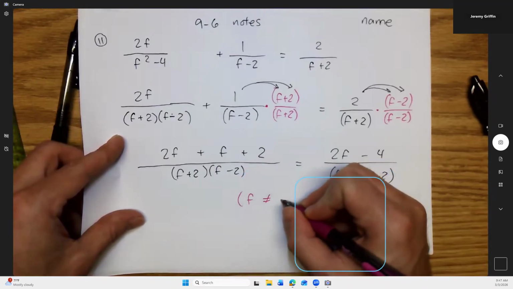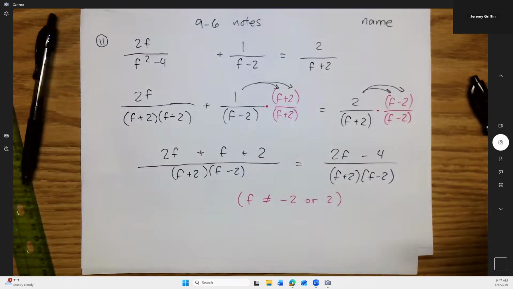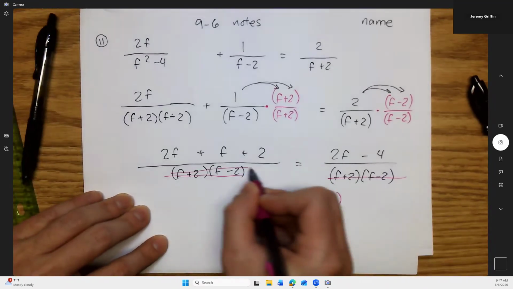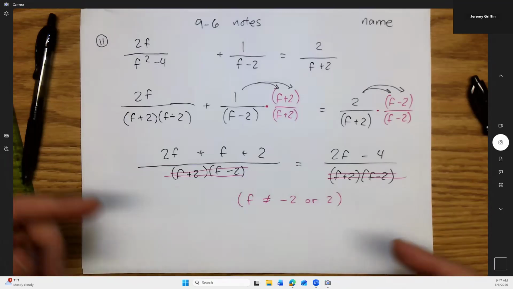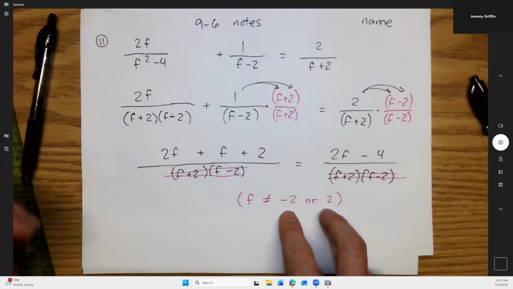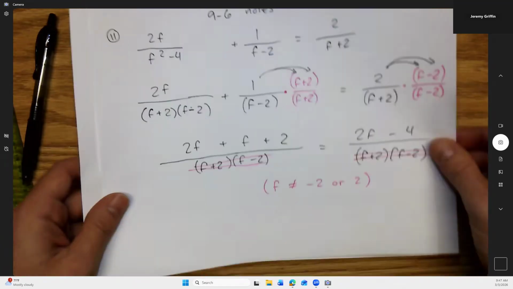Yeah, plus or minus 2. It can't be negative 2 or positive 2, because then you would be dividing by 0, wouldn't you? Okay, so I'm going to strike the denominators and just continue the math with the numerators only, which will give the correct answer. But if I happen to get an answer that's negative 2 or 2, I know that's called extraneous. It's not actually a solution, right? Because otherwise you'd be dividing by 0. All right, so let's pick up from there.